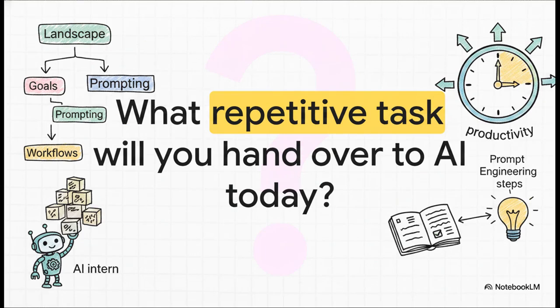So, we've covered the landscape, your goals, prompting like a pro, and some killer workflows, which leaves us with one final question. If an AI can knock out your most soul-crushing repetitive tasks in literal seconds, what are you going to do with all that time you just got back? Identify that one time-consuming task that's draining your week, hand it over to your AI intern today, and take control of your productivity. Thanks for joining me on this explainer, and happy automating.